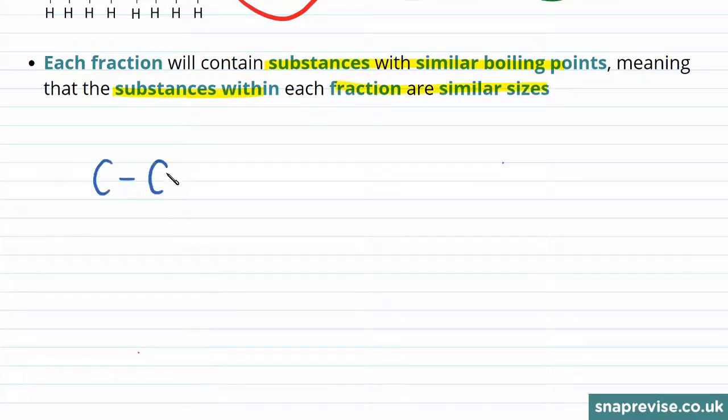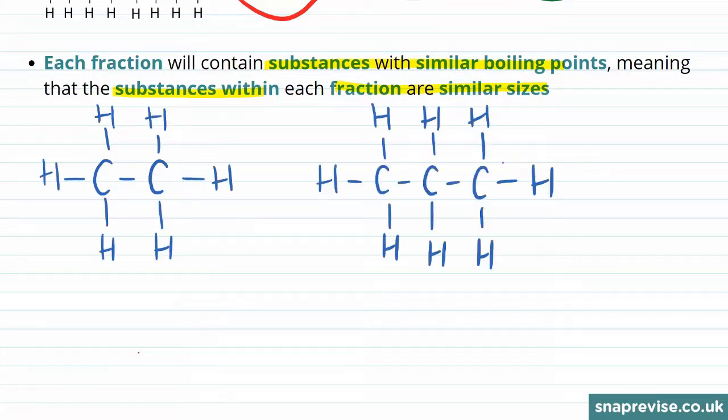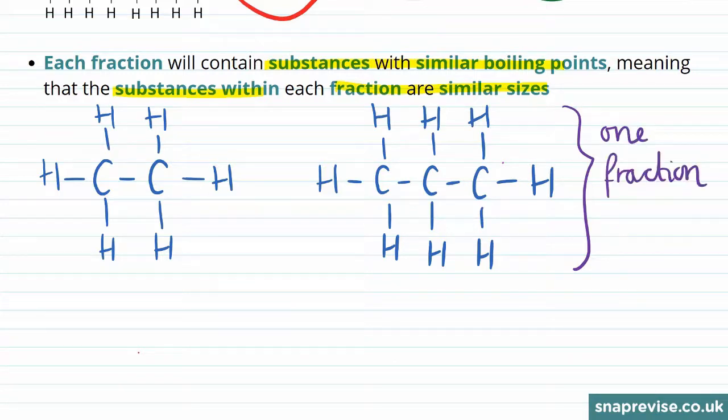For example, one fraction of crude oil might contain the alkanes ethane and propane, where ethane is the name for an alkane with 2 carbon atoms and propane is the name for an alkane with 3 carbon atoms. These will both be contained within one fraction because they are a similar size and will therefore have similar strengths of intermolecular forces between their molecules, and this will correspond to a similar boiling point.